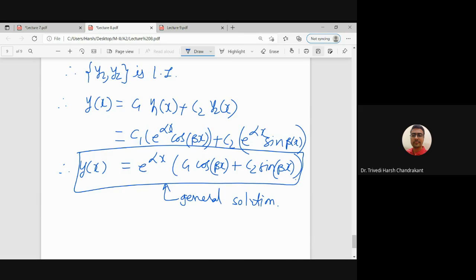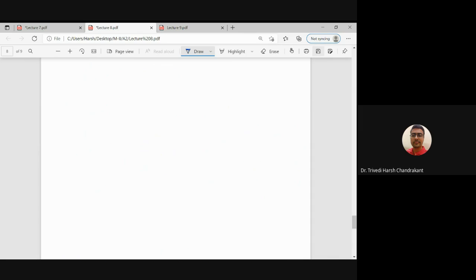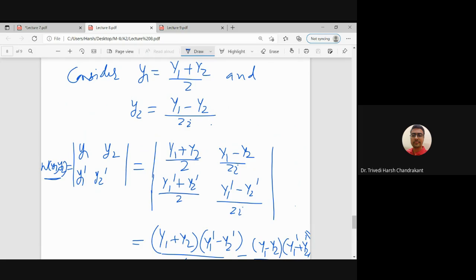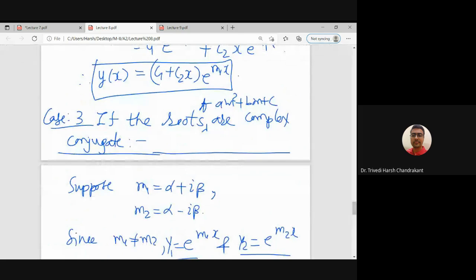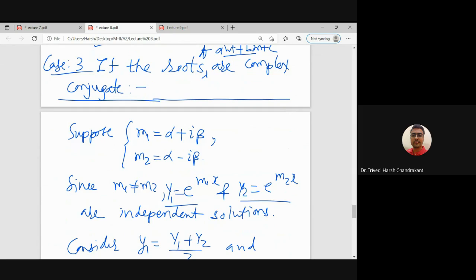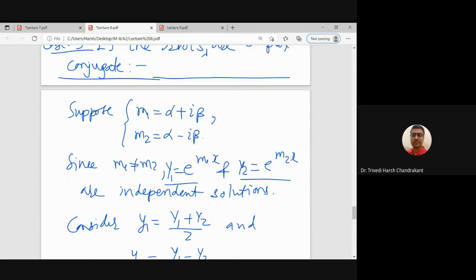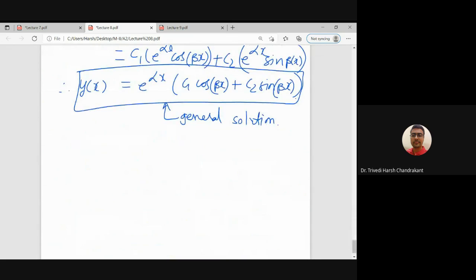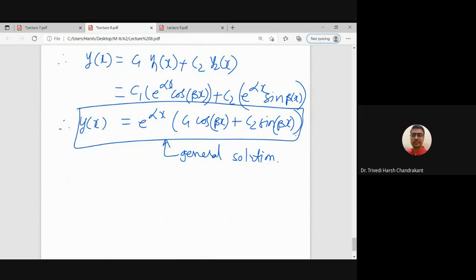So once again, let us go through this method once again. We assume that we have roots of this polynomial which are complex conjugates. The roots are alpha plus i beta and alpha minus i beta. So whenever we have this case, the solution will be e power alpha x times (c1 cos beta x plus c2 sin beta x).